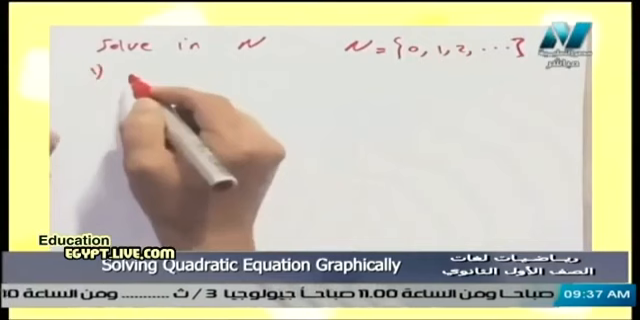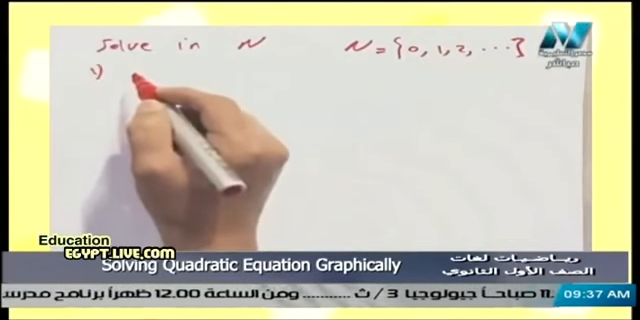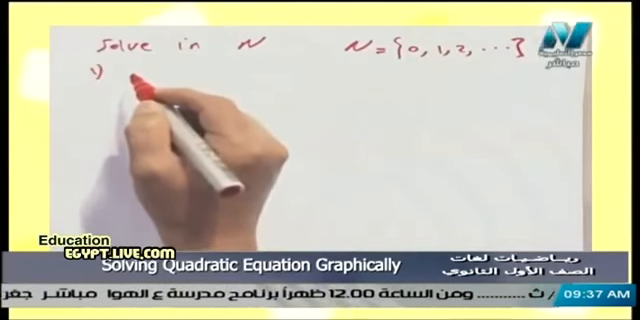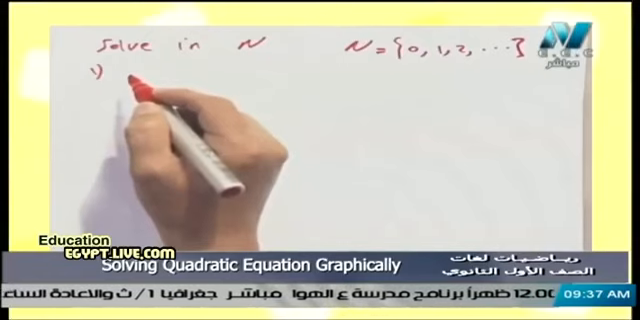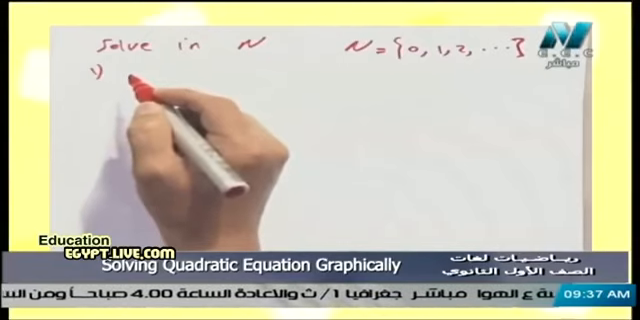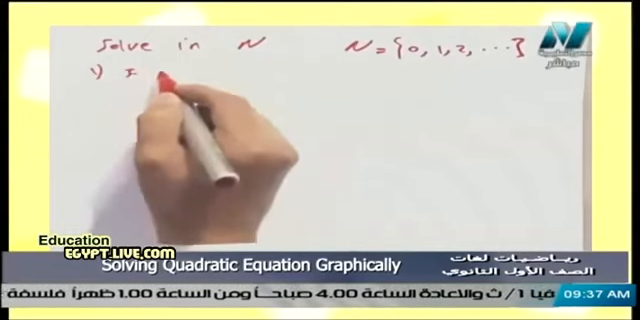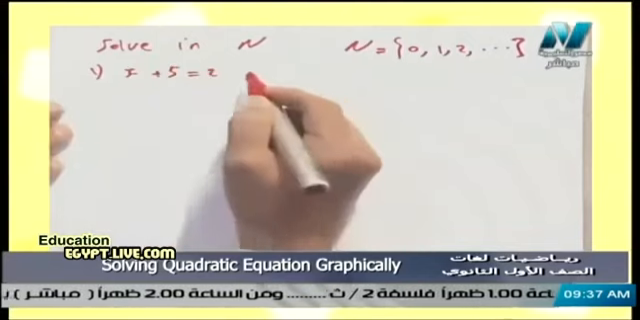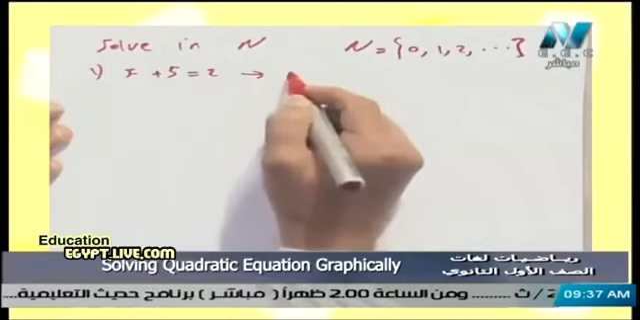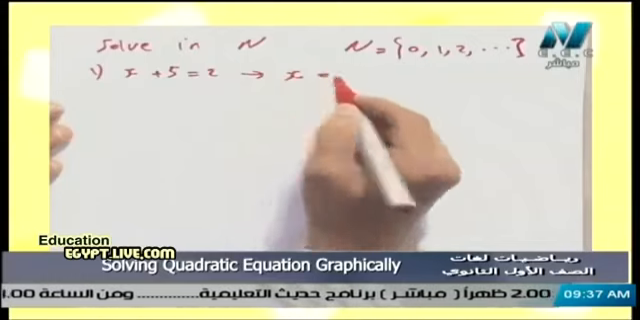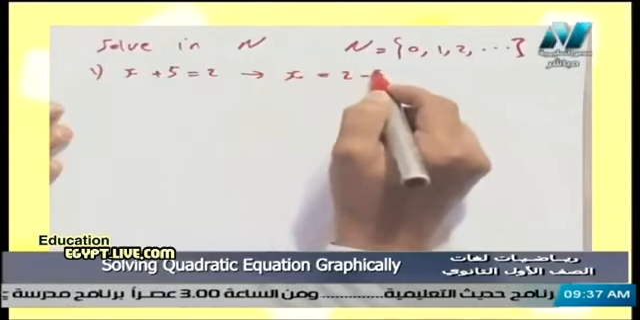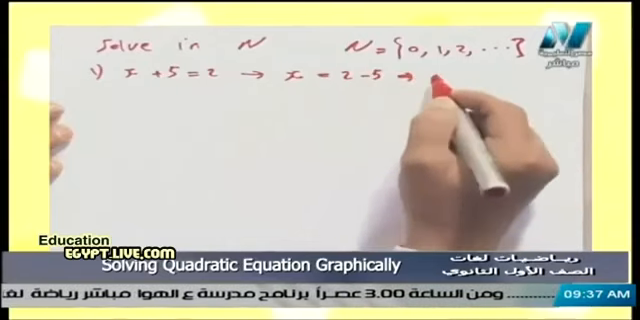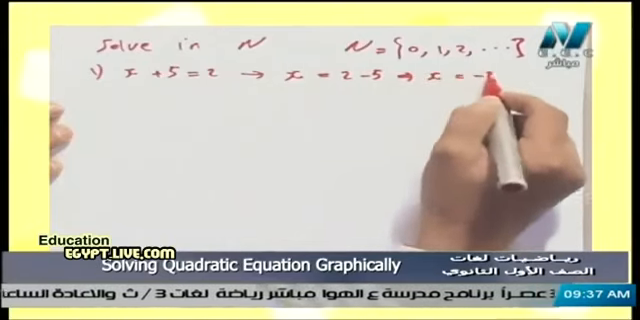The first example is, we have here an equation like that. If we have x plus 5 equals 2, we will solve the equation as x equals 2 minus 5. So x will be -3.